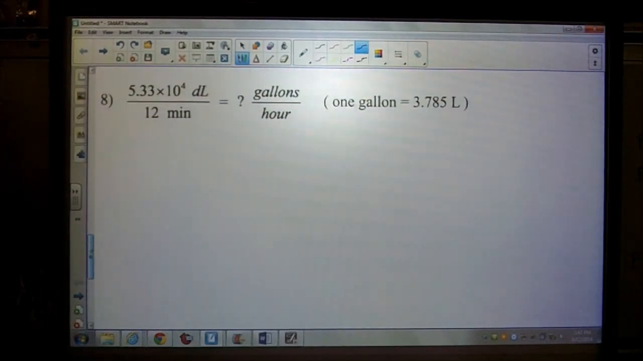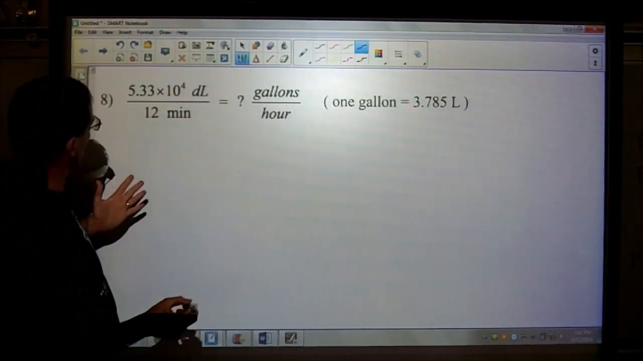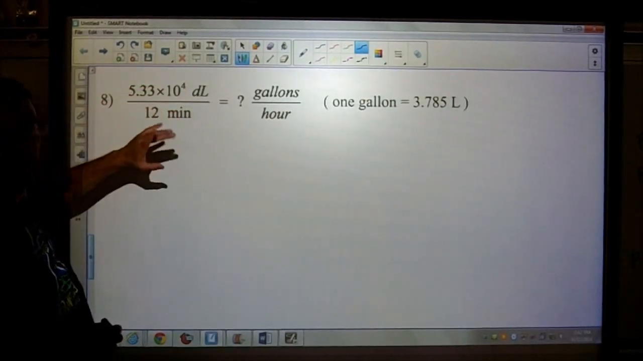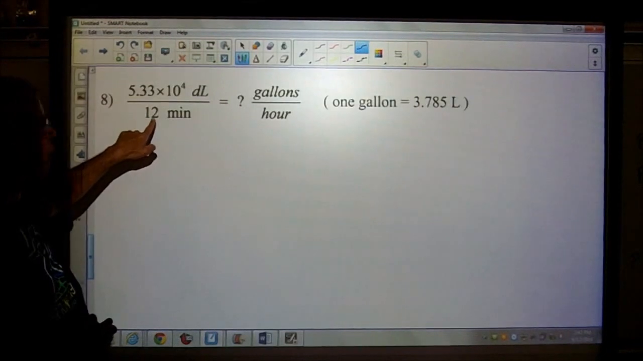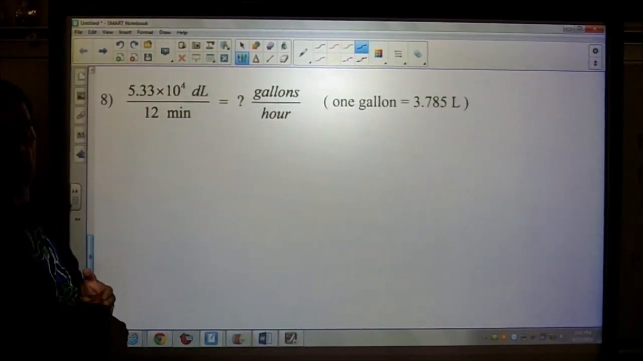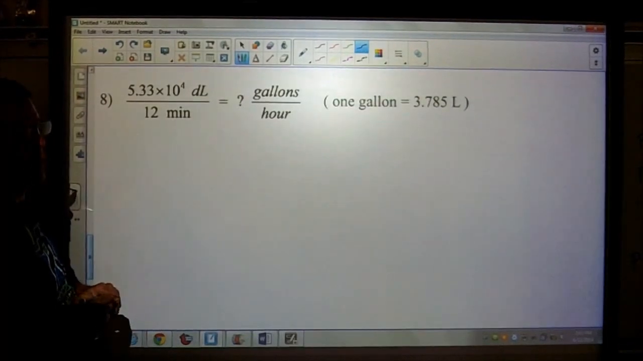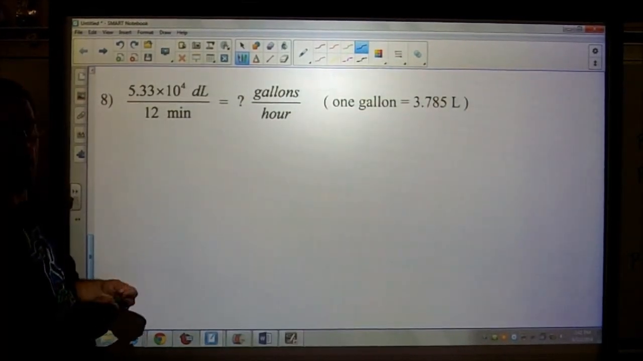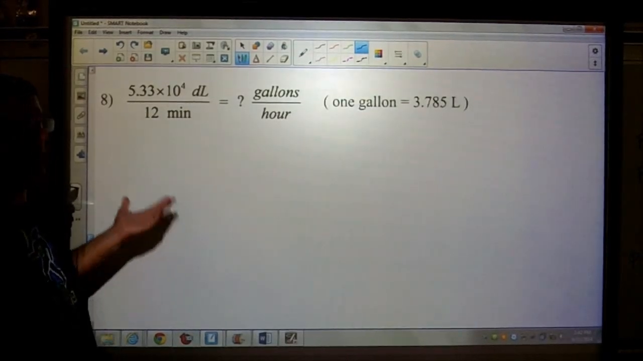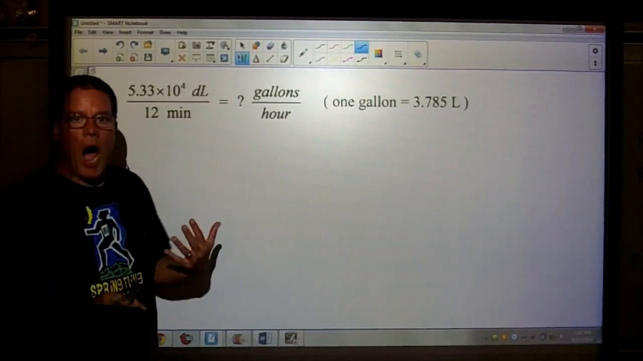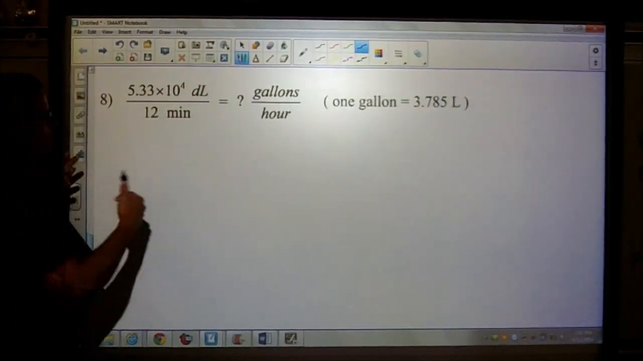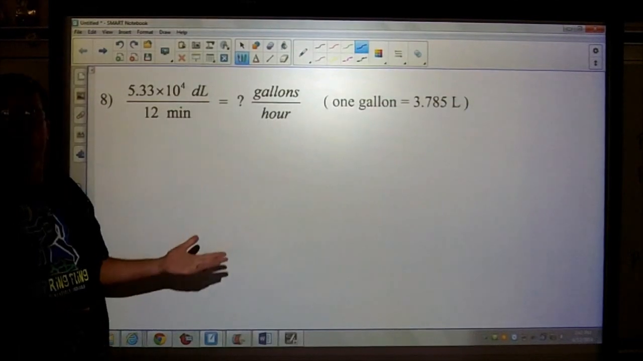All right, number 8. Here we have one of our fun ones again, where it looks like we have a volume over time. Now notice that I did something kind of quirky here. I put 12 minutes there instead of per minute. And that could happen. You could have something like, okay, I've traveled 100 miles and it took me 3.5 hours to do that. So it's 100 miles per every 3.5 hours. It's kind of awkward, but it can still work. So don't freak out by that. We're still doing the same process that we did on the first worksheet.